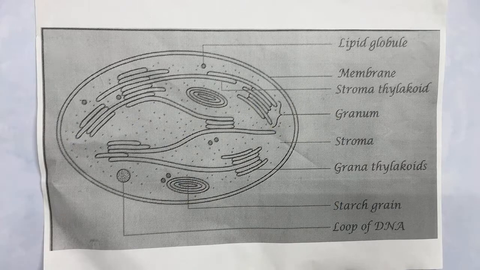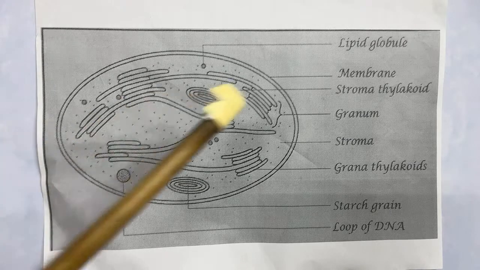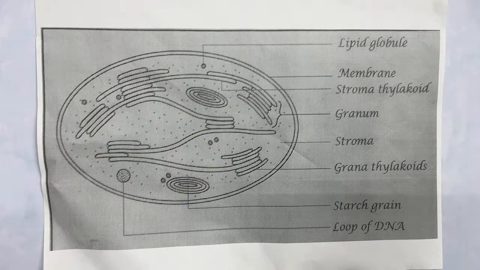In the granum, the light energy is converted into chemical energy. In the light reaction, the light energy is converted into chemical energy, and the end products formed are ATP and NADPH, adenosine triphosphate and nicotinamide adenine dinucleotide phosphate. Next comes the dark reaction. This is also called the biosynthetic reaction, or the thermochemical reaction. This is the name of the dark reaction.